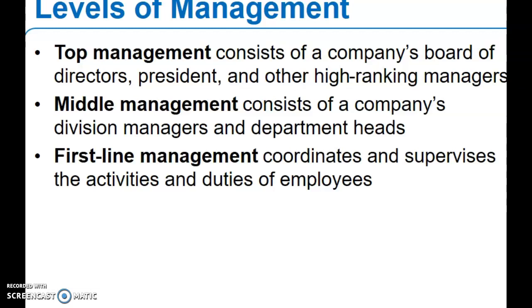First-line management coordinates and supervises the activities and duties of employees. This level of management includes supervisors, foremen, and shift managers. Typical duties of managers at this level include assigning jobs and tasks to employees, supervising and guiding daily activities and duties of employees, maintaining the quality of work, communicating employee problems, suggestions, and recommendations to higher management, helping to solve employee grievances, training employees, and motivating employees.